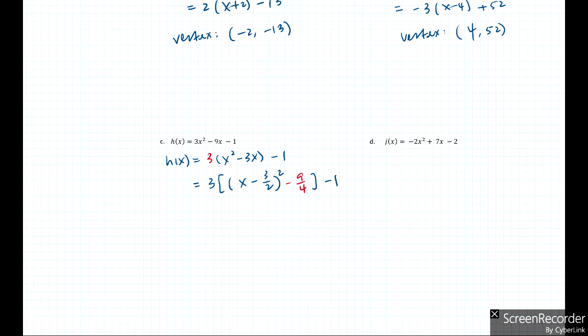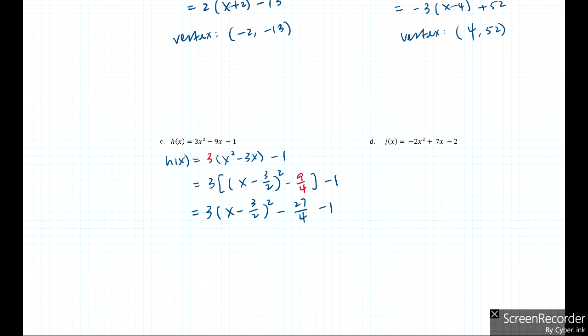Again, especially if you are less comfortable with fractions, make sure you write out what's x minus 3 halves times x minus 3 halves, and make sure you do have x squared minus 3x as the variable part, and you do have 9/4 as the constant part. That's going to be really helpful for you to make sure your process is all correct. And from here we get 3 times x minus 3 halves squared, and 3 times negative 9/4 will be negative 27 over 4.